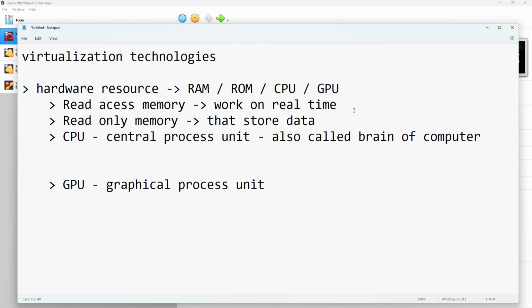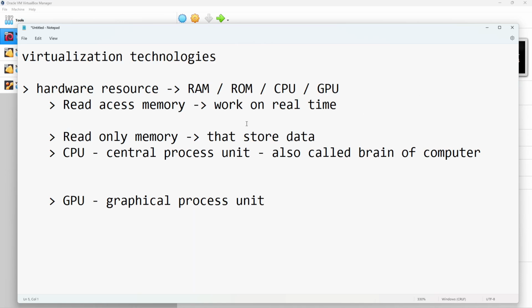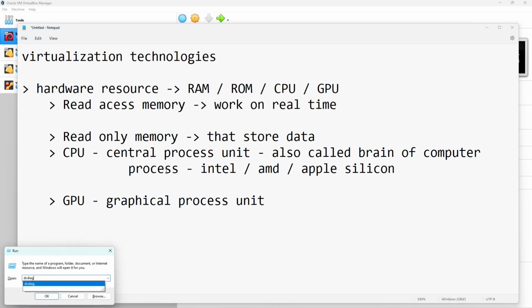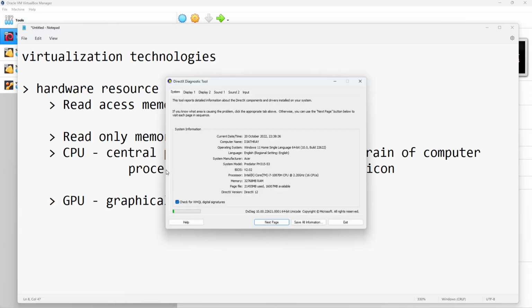It's controlled by the RAM, read and limit. CPU is used to provide processing. Maybe you have an Intel processor or AMD processor computer, or we have Apple Silicon. If we are using a Windows laptop, search for DxDiag, that is DirectX Diagnostic. There you can see a window pop up, and there you can see all the hardware information of your laptop. The processor you can see here is an Intel i7 10th Gen CPU. That is your CPU information.